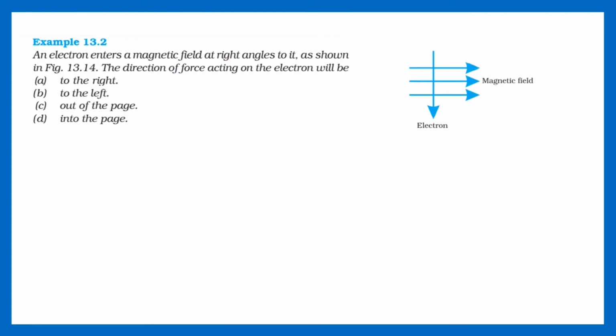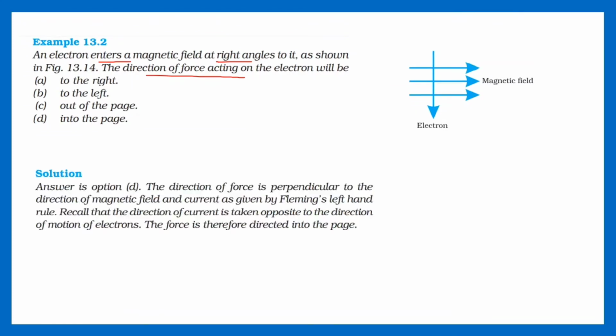Now here is the example. This example I have taken from a textbook. Let me read it and explain it. An electron enters a magnetic field at right angles to it. It is shown over here in the picture. The direction of force acting on the electron will be to right, to left, out of the page, or into the page. The answer is into the page.